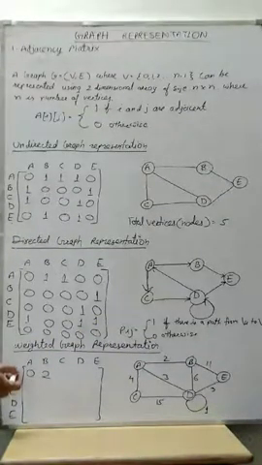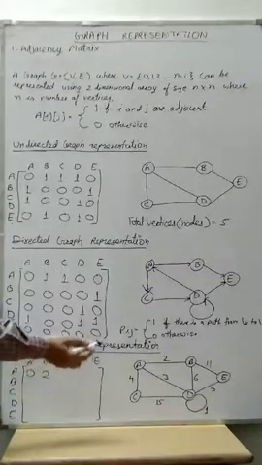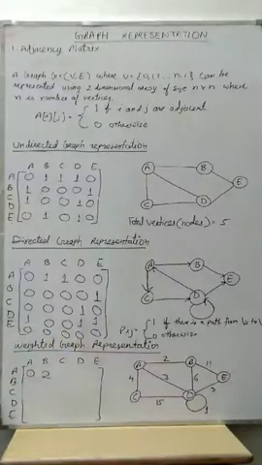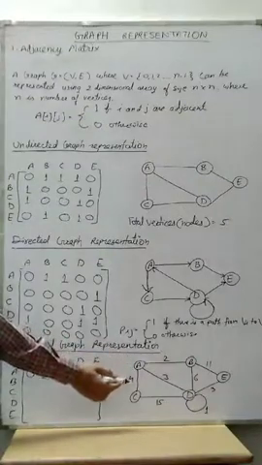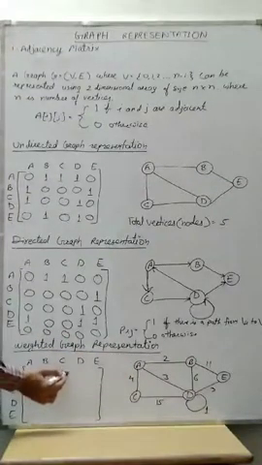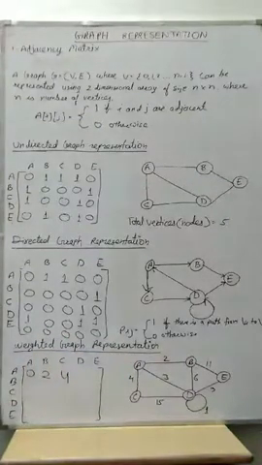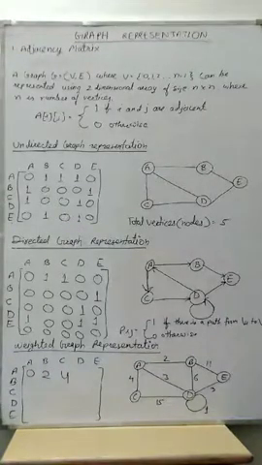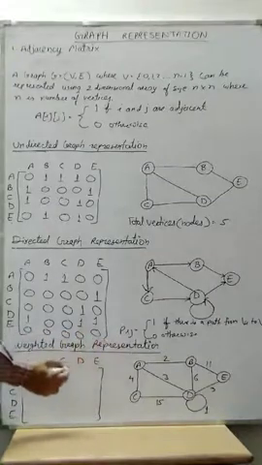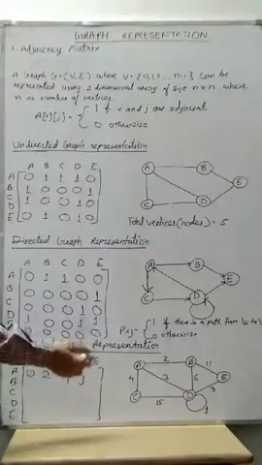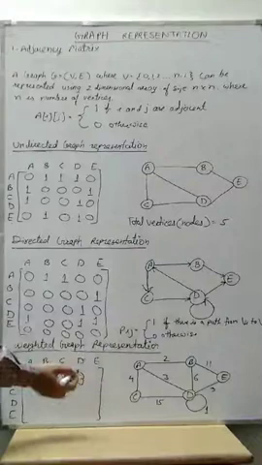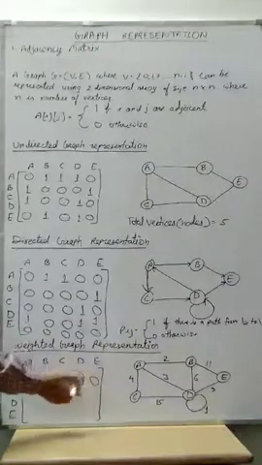Is there an edge from A to C? A to C, yes, there is an edge. So put the weight of this edge here, 4. Is there an edge from A to D? Yes, A to D, and the weight is 3. A to E, there is no direct edge, put 0 here.